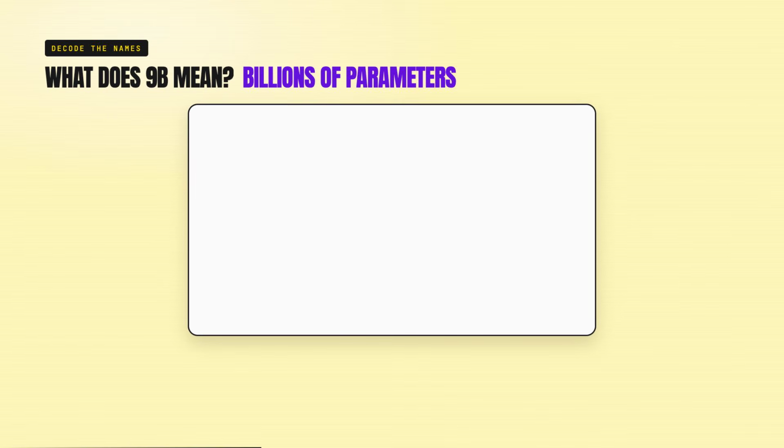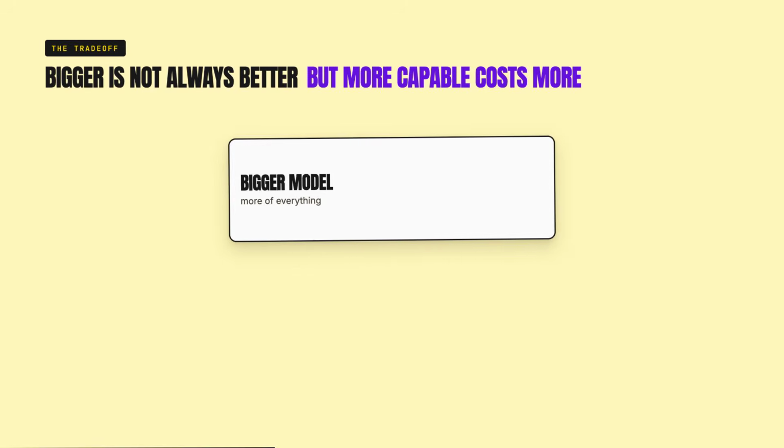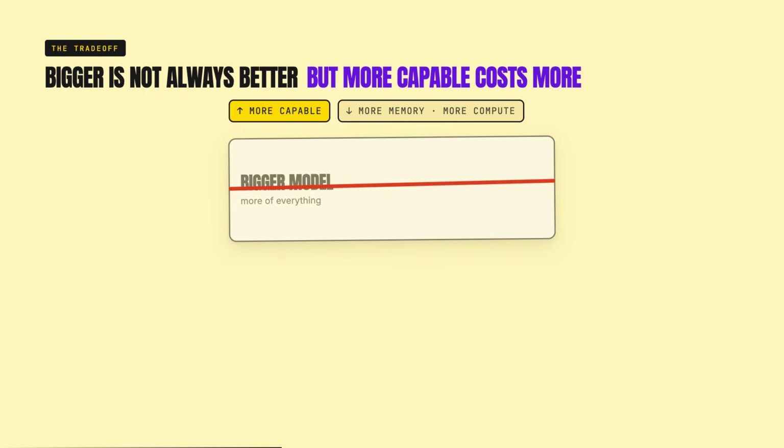Now let's decode the names. When you see 4 billion, 9 billion, or 27 billion, the B usually refers to billions of parameters. So a 9 billion model has roughly 9 billion parameters. Larger models are generally more capable, but they also need more memory and more computing power. Bigger does not always mean better.